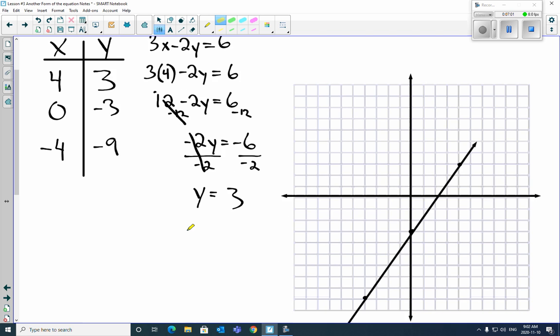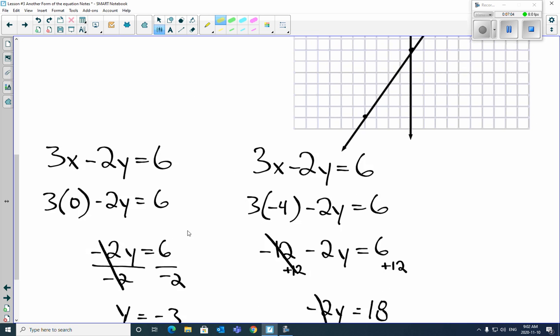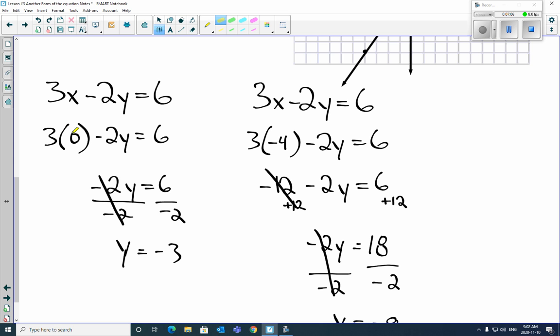Now we can do the same thing for both the other ones. So 0 and negative 4. And you can see we did the work down here. So we plug in 0. Nice thing about timesing by 0 is it just disappears. So we end up with negative 2y equals 6. Divide both sides by negative 2. We end up with y equals negative 3.